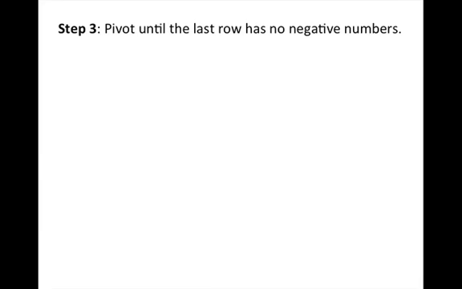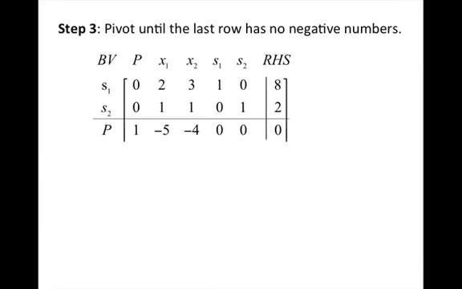So now we want to pivot until the last row has no negative numbers. As it stands now, my last row does have two negative numbers. I have a negative 5 and a negative 4. My pivot column is the smallest negative value, which is the negative 5. So my pivot column is the x1 column.